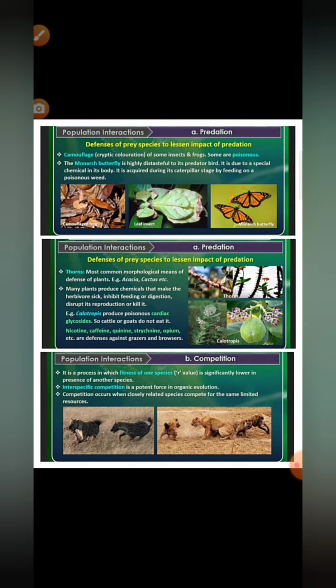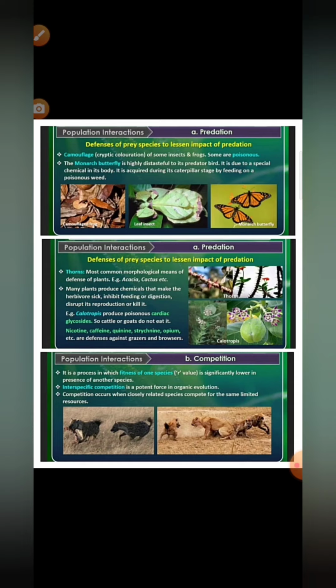birds. And some plants have thorns or spines as a defense mechanism, like acacia and cactus, so that the predators can't consume them. Some plants produce highly poisonous chemicals like cardiac glycosides, nicotine, caffeine, quinine, and so on. These are produced by the plants actually. Why? As defense against the grazers and the browsers. Clear? So in that way, these prey defense mechanisms are adapted by different types of plants and animals. Understood? This is predation. Now we come to the next part, competition.